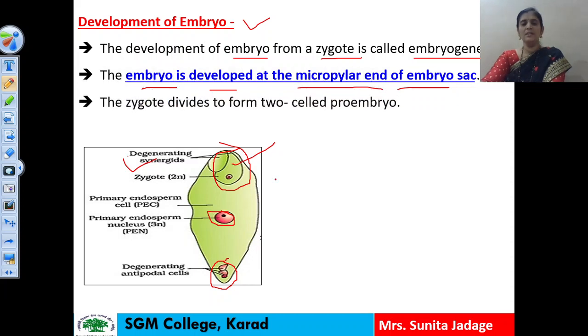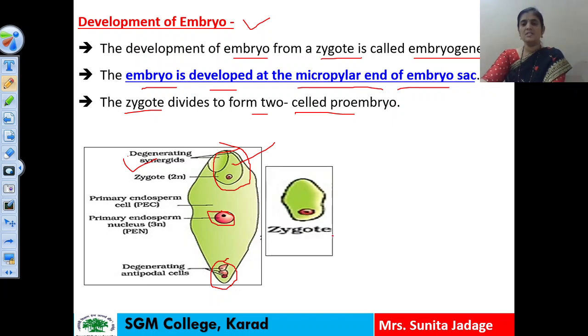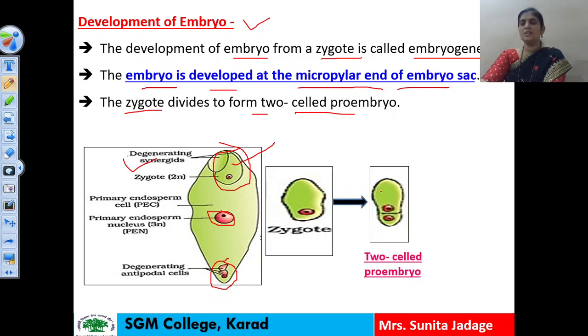Okay, the first developmental stage here: the zygote divides to form a two-celled proembryo. Let us see here. This is the zygote, a one-celled structure, and this zygote gets converted into a two-celled proembryo. You can see here, this is the upper cell and this is the lower cell. First cell and second cell, two cells are formed, and hence it is called a two-celled proembryo. Further developmental changes are taking place in this two-celled proembryo.